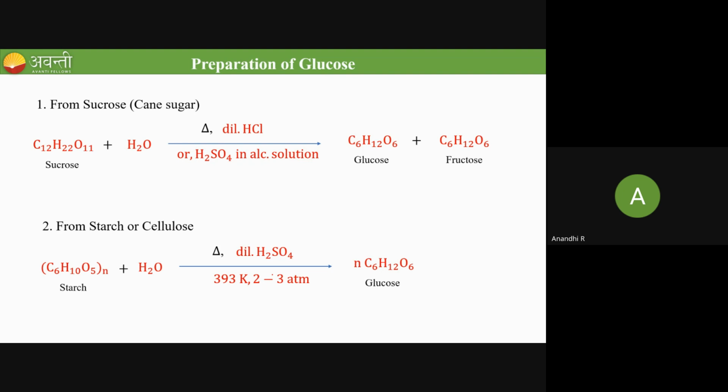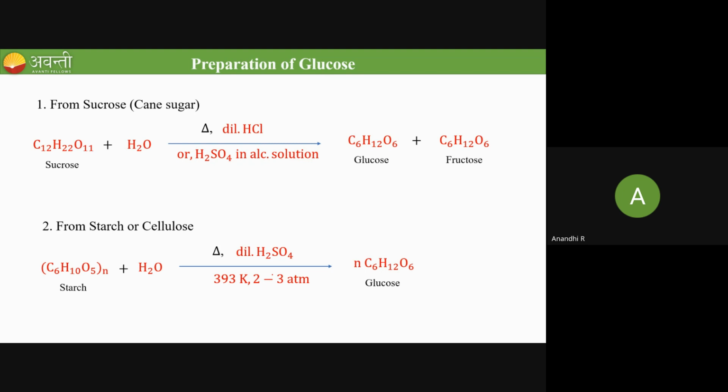So these two are the preparations of glucose. Very important, only two preparations we have. Those two preparations are very important. You have to study the reaction conditions and all the formulas. You should be thorough. Okay, got it?